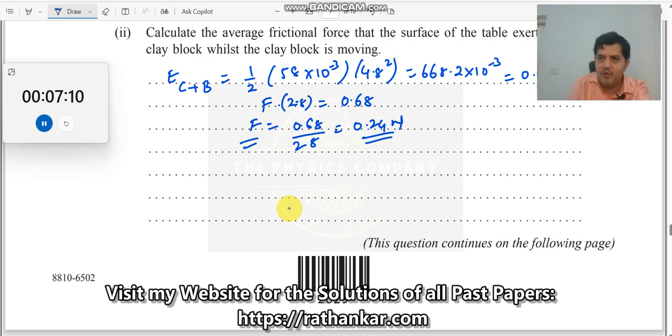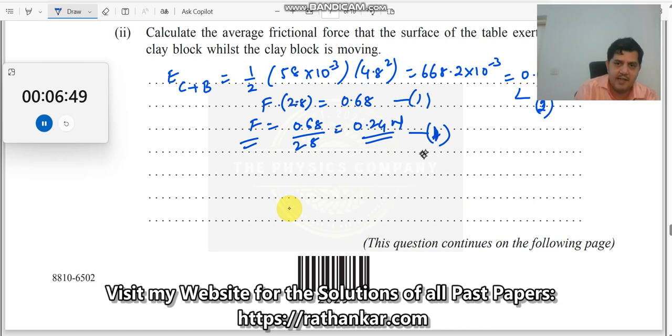Now see, this is for 4 marks. How do you divide the marks? The first is that you need to find the total energy, which will give you 1 mark, and then calculate the average frictional force. So this you will get 2 marks, and this you will get 2 marks. Concept-wise you will get 1 mark here, and this will be a 1 mark final answer. This is how the breakdown has been given. Don't do only the calculations and give the answer. You should do something like this.